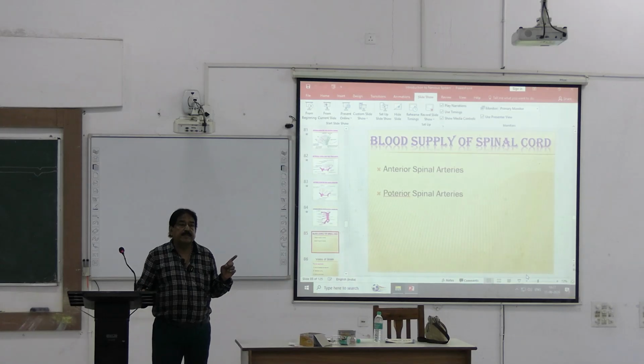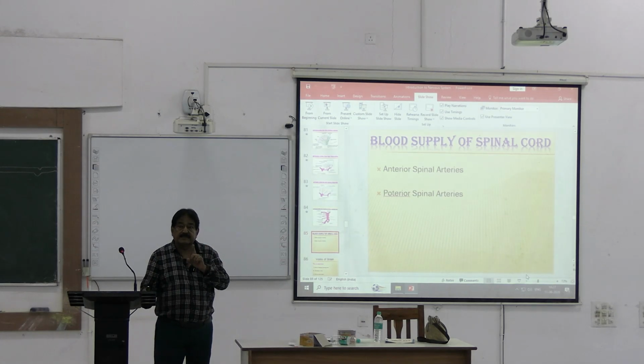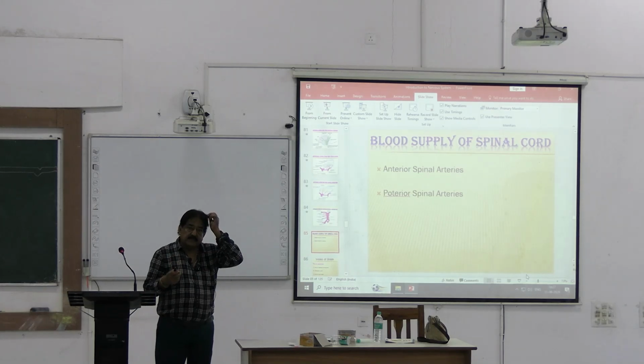When you see the spinal cord, we have a spinal cord. We have a good brain. Only one specimen is there. Don't tamper. Don't pull it, don't pull the hair. It will be damaged.